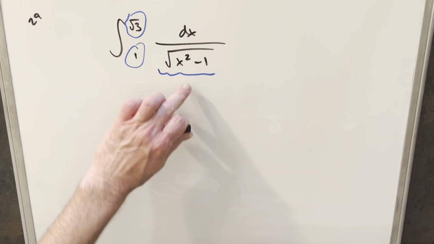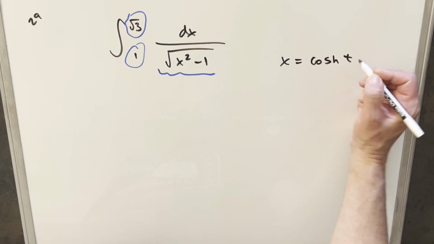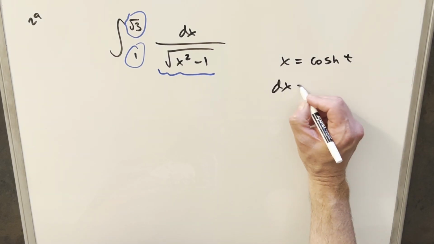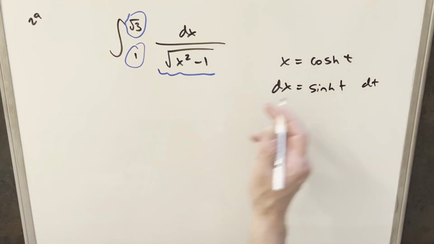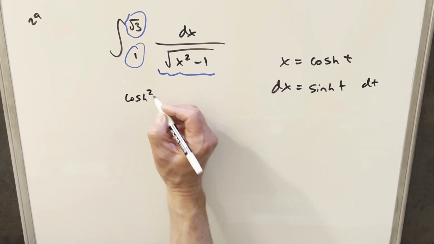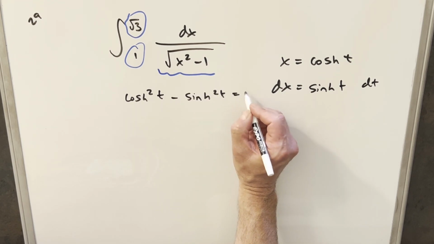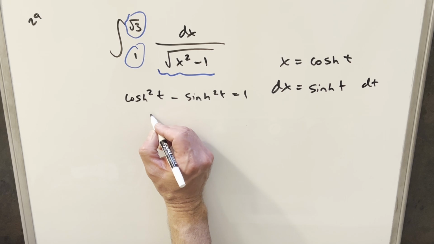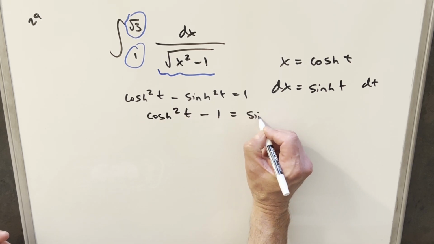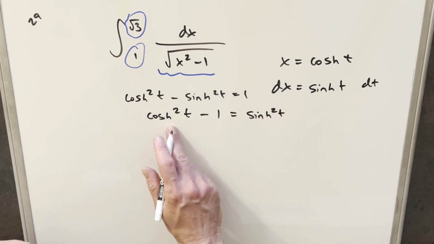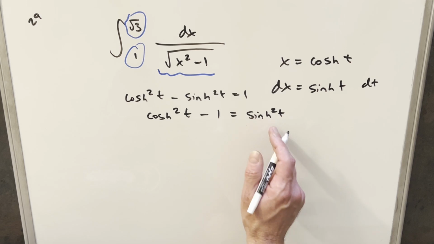So what I want to do is make my substitution for x, and I'm going to say x is equal to cosh t. Then taking our derivative, dx is going to be sinh t dt. The reason I chose this substitution is we have the identity cosh squared t minus sinh squared t equals 1. With a little rearrangement, we also have cosh squared t minus 1 equals sinh squared t. So when we do this substitution, we'll end up with sinh squared t inside the square root, and that's going to simplify nicely.